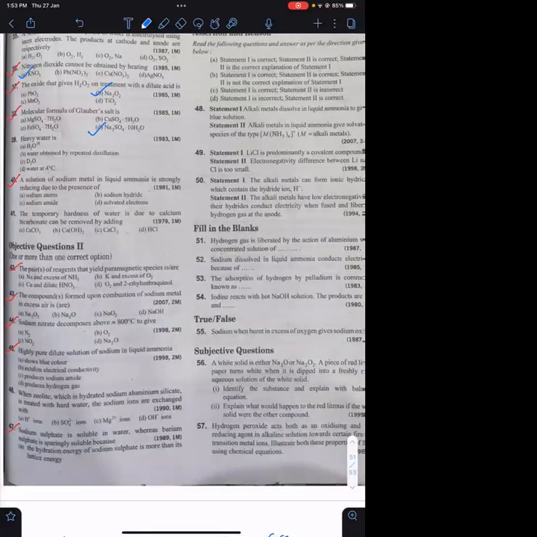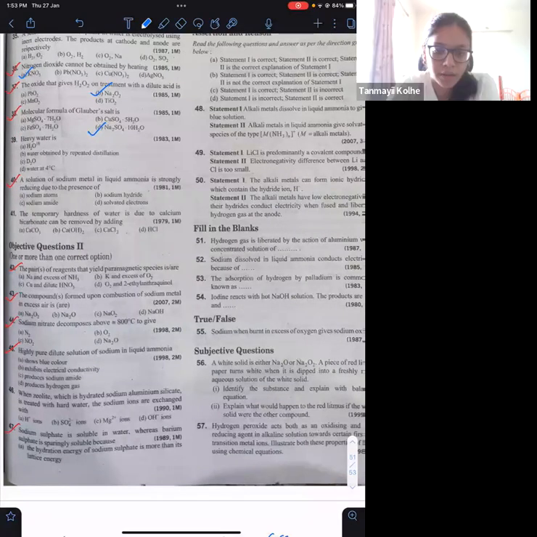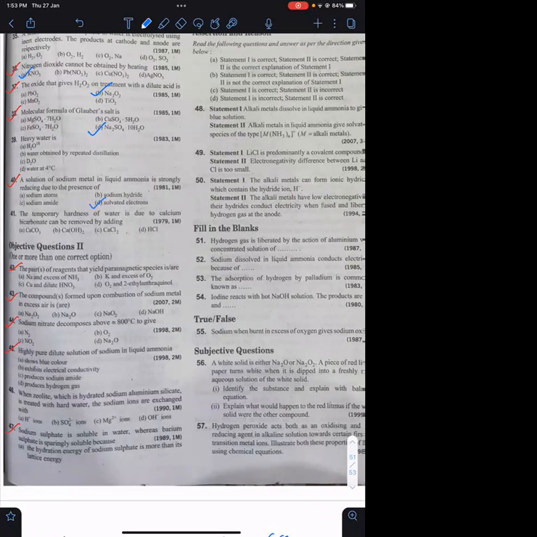A solution of sodium metal in liquid ammonia is strongly reducing. This is due to solvated electrons, or ammoniated electrons.